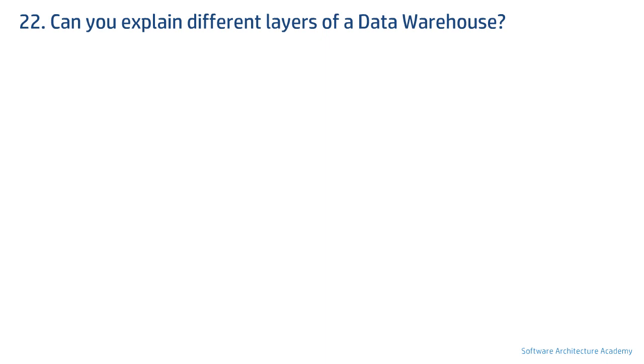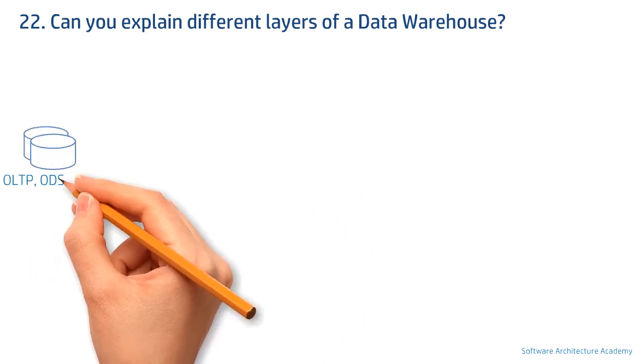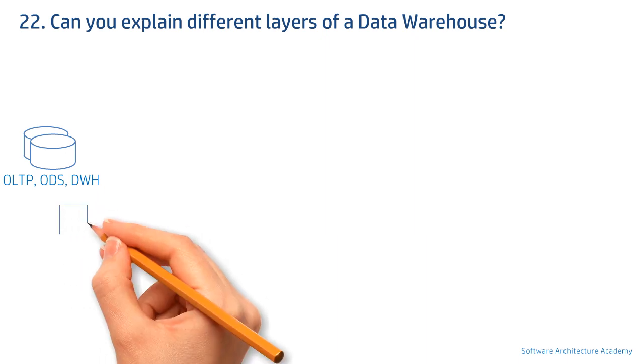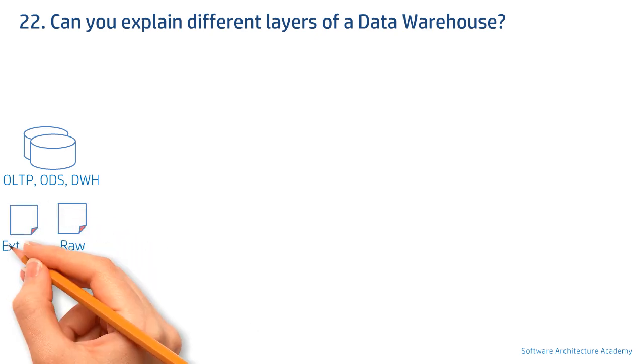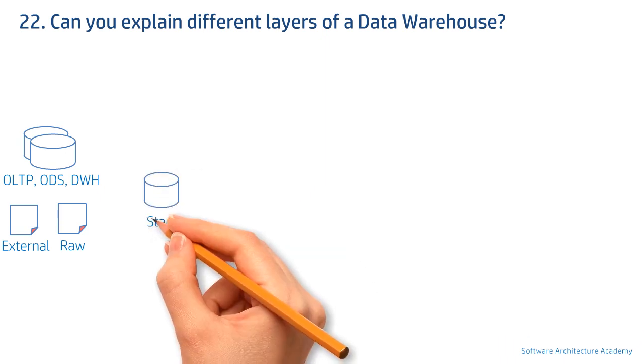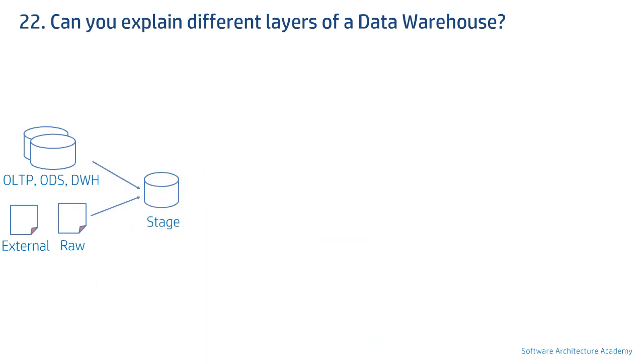What all types of source systems can input data into a data warehouse? We can have OLTP systems, ODS, and even a data warehouse. Yes, a data warehouse can send data to another data warehouse. In addition, there can be raw files directly inputted as well as data coming from outside the organization, which is an external source. Now, typically, a staging area, also known as a stage, is a landing zone for a data warehouse.